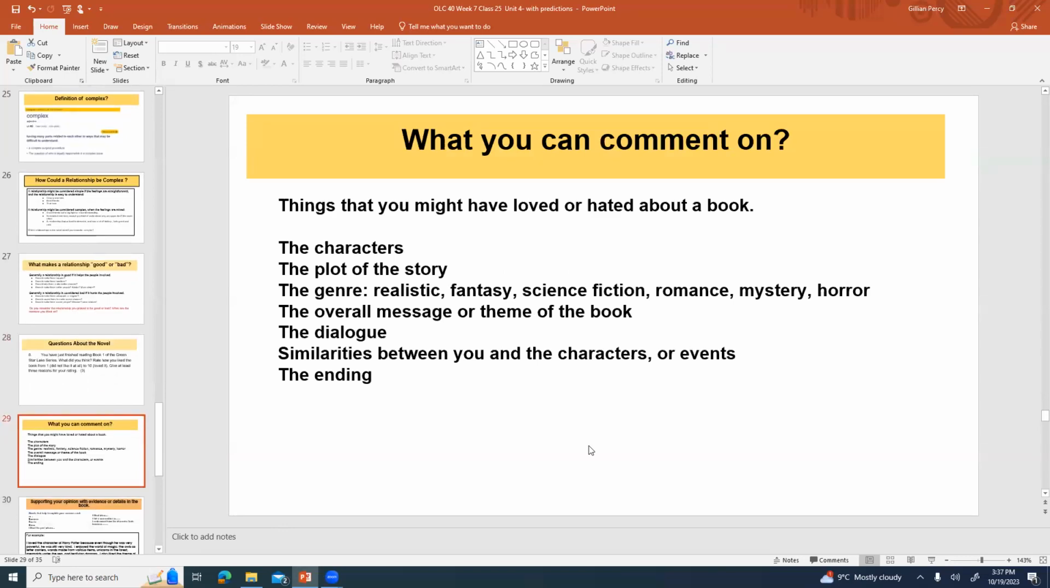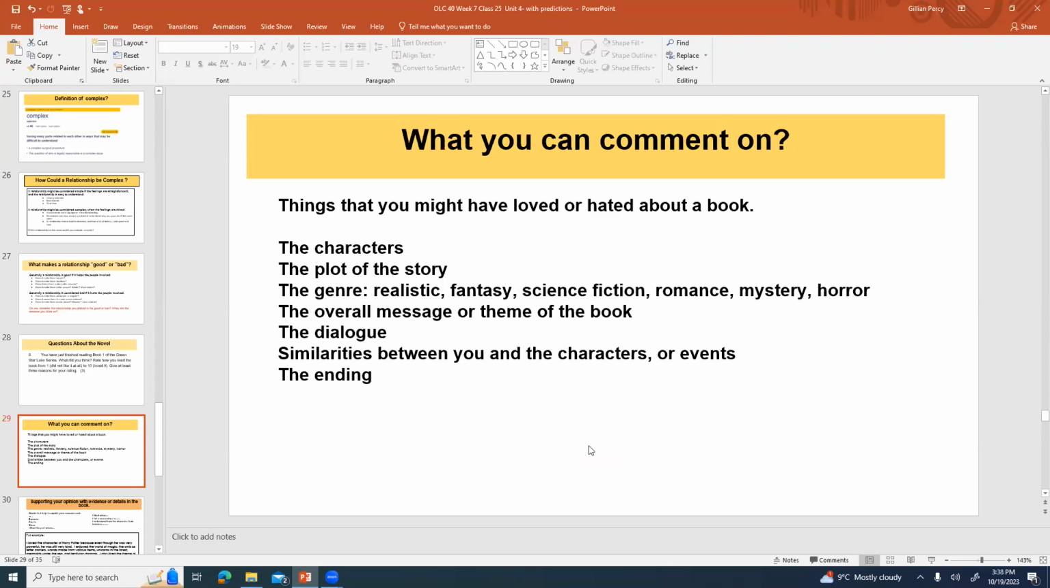Generally, you kind of pick part of the book that you want to comment on or that you want to talk about. So some things that you might have loved or maybe hated about the book: the characters. What did you think about them? Was there a character you really thought was great, was wonderful? Were there characters that you thought were unrealistic or unnecessarily mean, or you just thought, it's just badly written? Somebody who was like that, they would never say that, right?